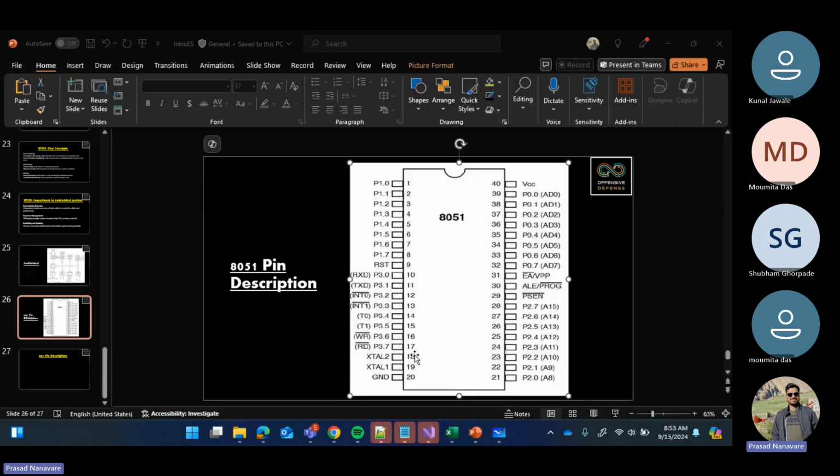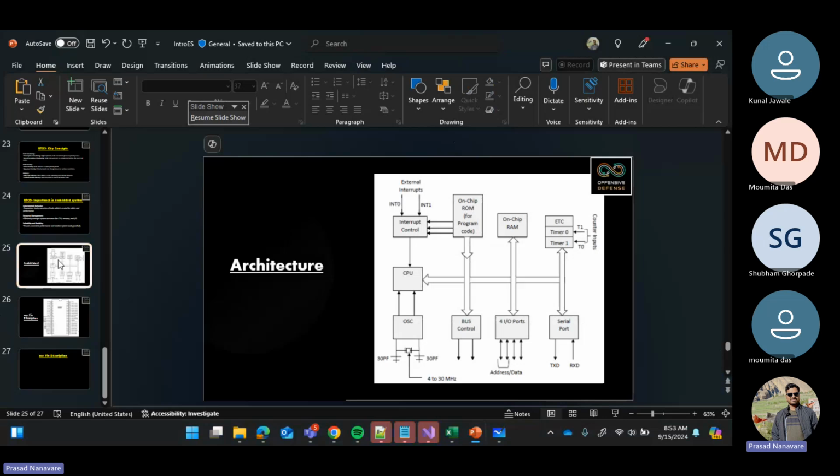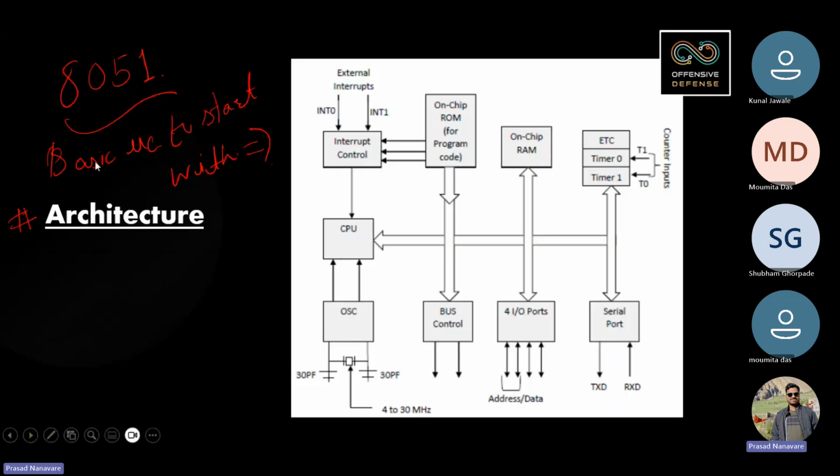Now you tell me, what do you see on my screen? We have only seen these 2 points today. One is architecture and other is pin configuration. What do you see on my screen right now? Architecture or pin diagram? What is it? Architecture. Yeah, thanks for confirmation. So this is the architecture of our 8051 microcontroller. Okay, this is a basic architecture.